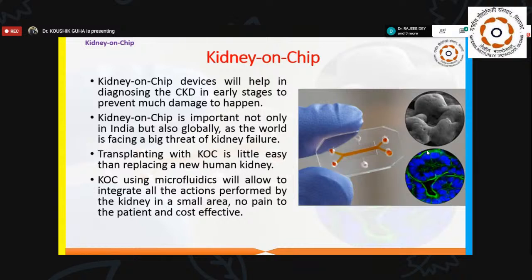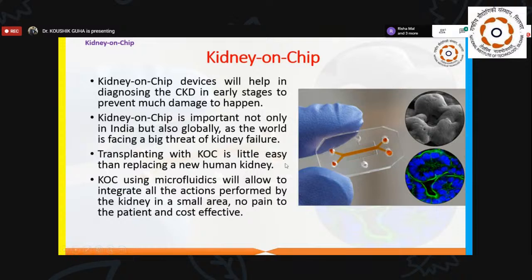Kidney on chip devices will help in diagnosing CKD, chronic kidney disease, in early stages to prevent much damage. If you detect kidney disease in an early stage, then obviously it is better, and the infected people will not go on to end-stage disease. So we can prevent this type of disease in early stages. Kidney on chip is important not only in India but globally, as the world is facing a big threat of kidney failure. That is why KOC is very, very relevant and useful nowadays, and it can also help to remove this type of disease.